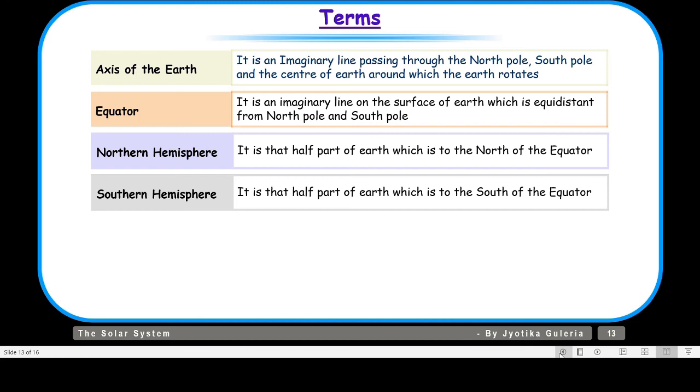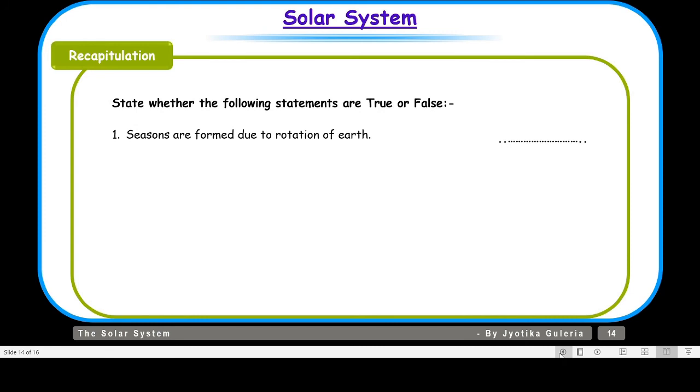Southern hemisphere. It is that half part of earth which is to the south of the equator. So now let us take up the recapitulation section. State whether the following statements are true or false. Seasons are formed due to rotation of the earth. That is false, because seasons are formed due to the revolution of the earth.